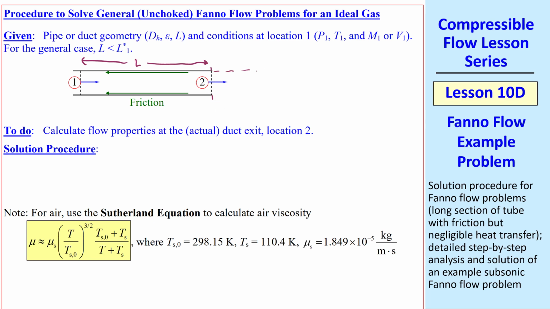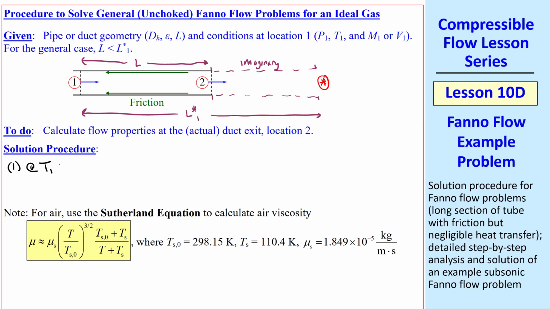But as we've discussed, we imagine an extension of the duct from 2 to some new total length L star 1 that gives us choked conditions at this imaginary exit. We want to calculate flow properties at this actual duct exit location 2. Here's the procedure. At known value of temperature 1, we calculate the viscosity, mu.